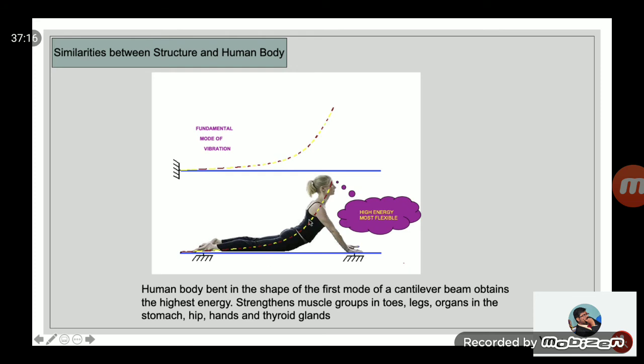If the human body bends in this shape, the first mode of the cantilever has the highest energy and more flexibility. It strengthens muscle groups, toes, legs, organs in the stomach, hip areas, and thyroid glands, because she is bending her neck.